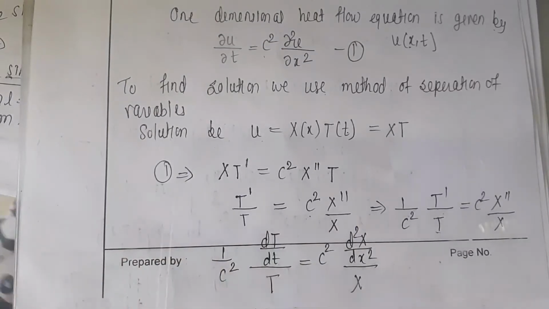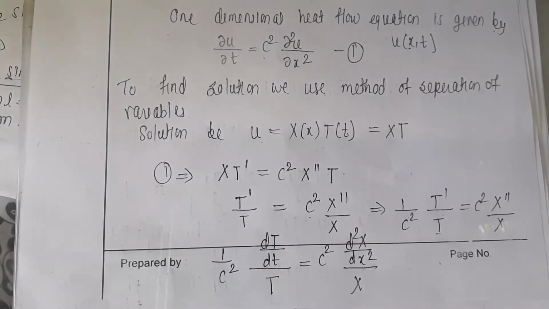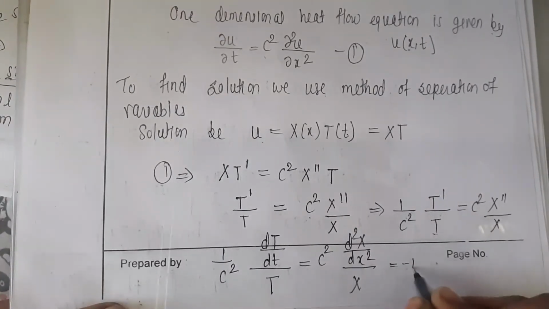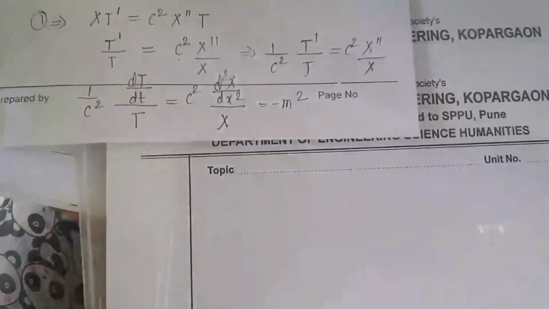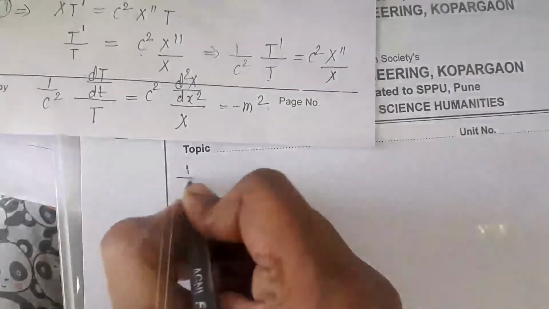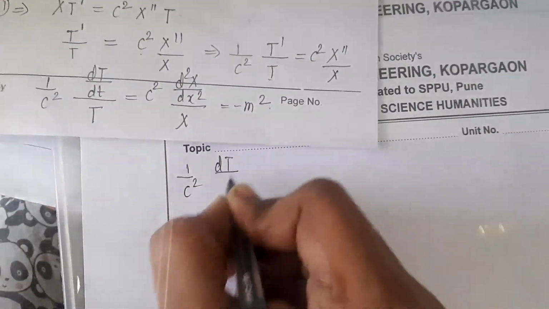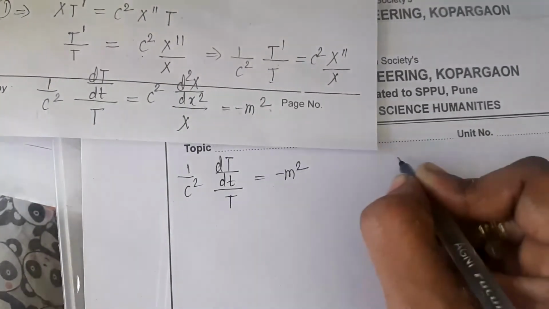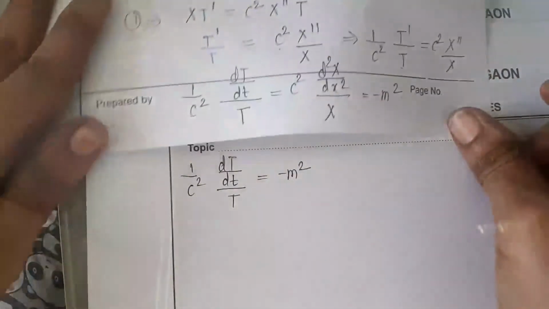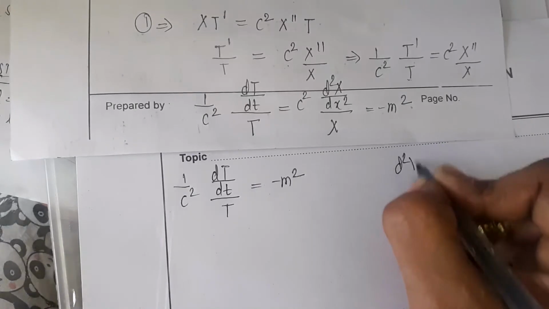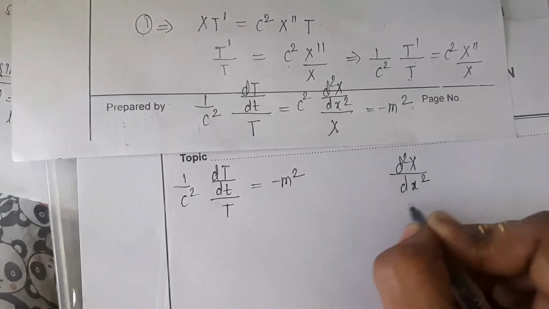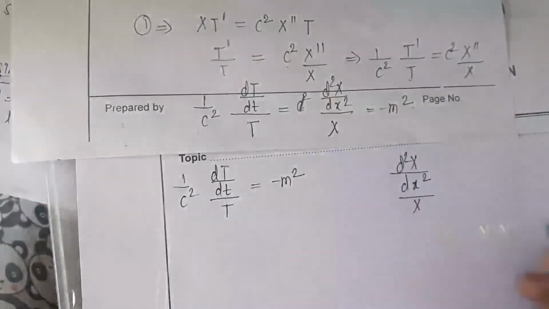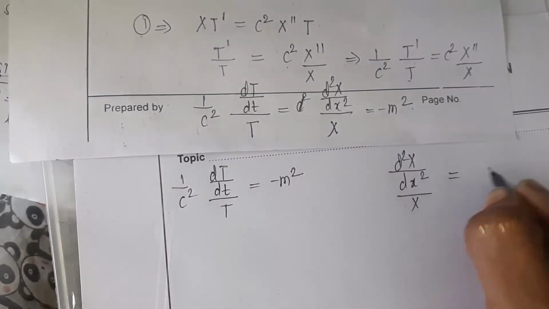Now, separating the variables, we consider some constant, and that constant we consider as minus m squared. If we consider minus m squared, we get two separate equations. The first equation is 1 upon c squared multiplied by dT by dt divided by T, equal to minus m squared. And the second equation is d2X by dx squared divided by X, where we don't have c squared, equal to minus m squared.